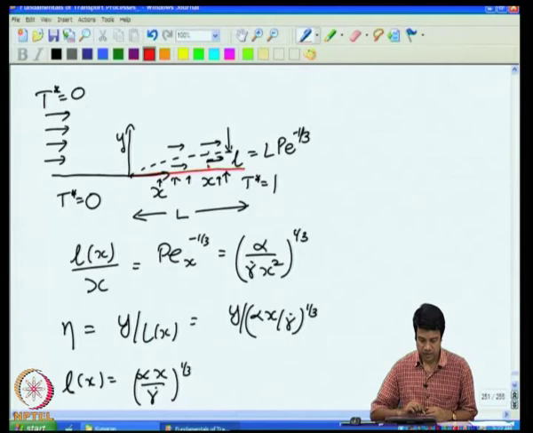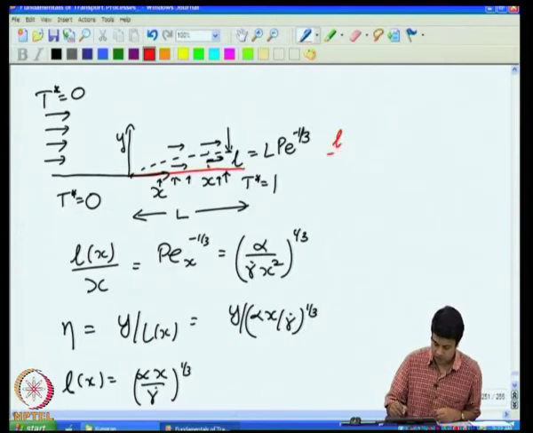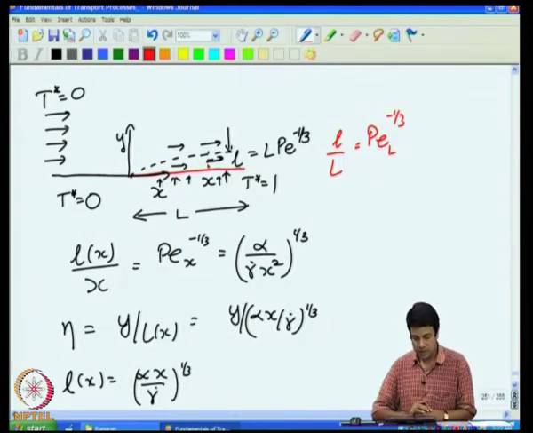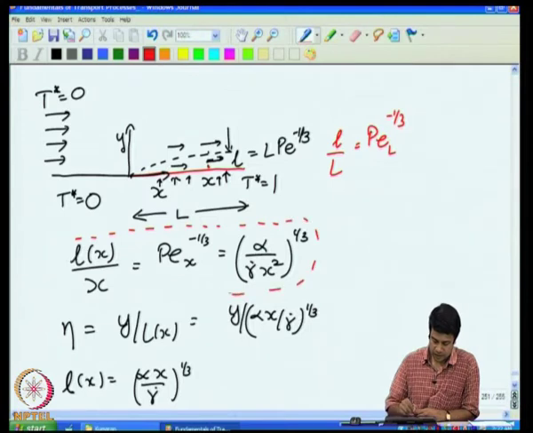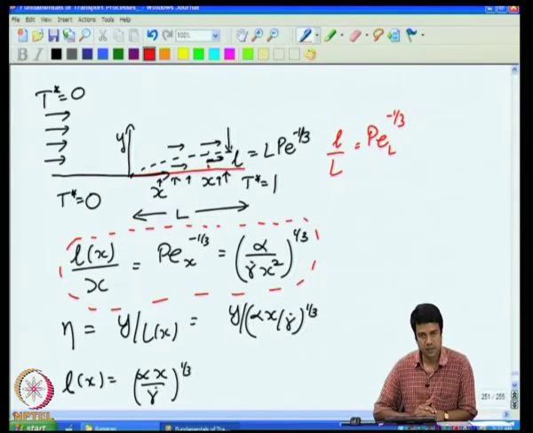So, rather than writing small l by capital L is equal to Pe based upon L to the minus 1/3, what I said based upon physical insight was that at a given location x, the boundary layer thickness can depend only upon the distance x itself. In that case, the only form for the relation is of this type. Small l by x is equal to Pe based upon x to the minus 1/3 power, where the Peclet number based upon x is gamma dot x squared by alpha. You substitute x instead of l.